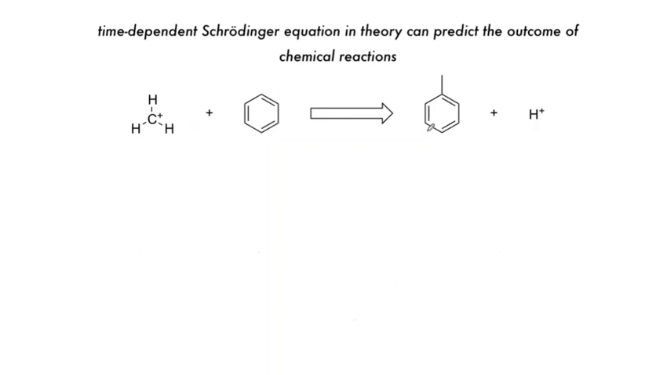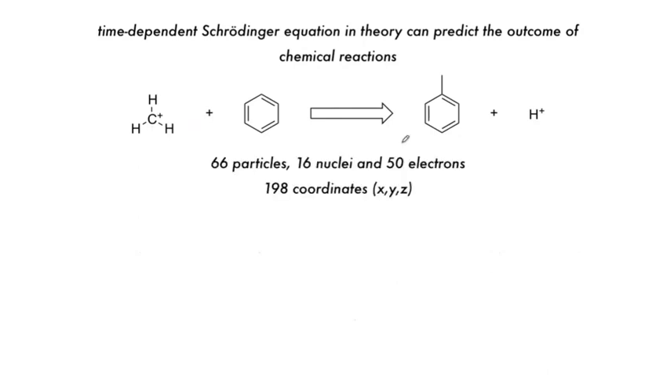So the time-dependent Schrodinger equation, in theory, can predict the outcome of chemical reactions. So if, for example, we had this methylene cation and we reacted it with benzene, we could form this toluene, and if we could actually calculate the time-dependent Schrodinger equation, we would be able to view and predict the outcome of these chemical reactions. One of the issues with this is that with current computational power, it's not really possible.